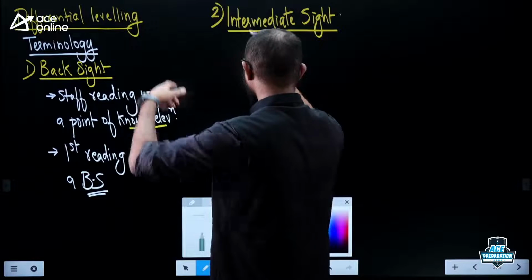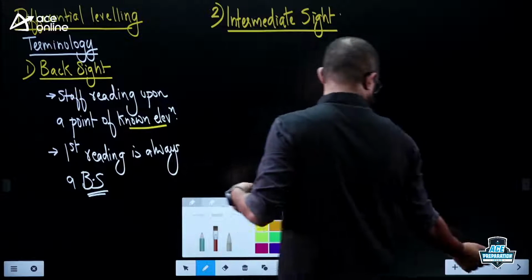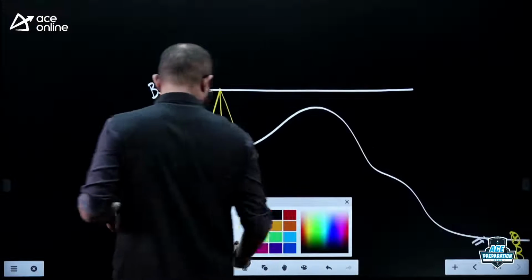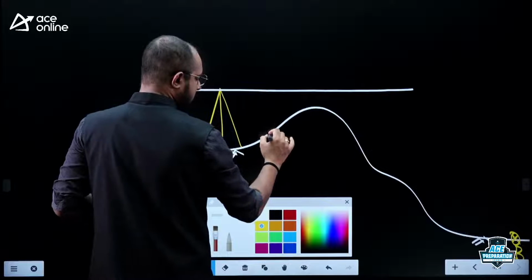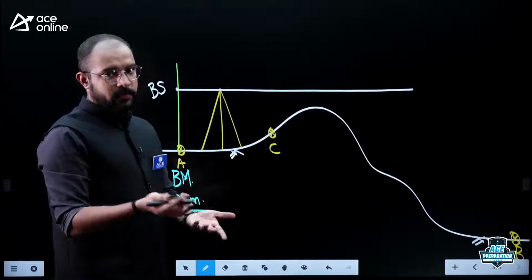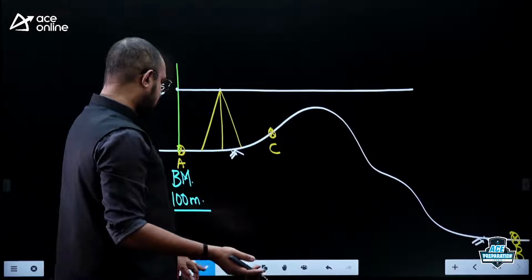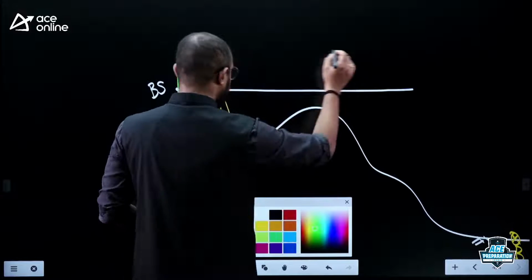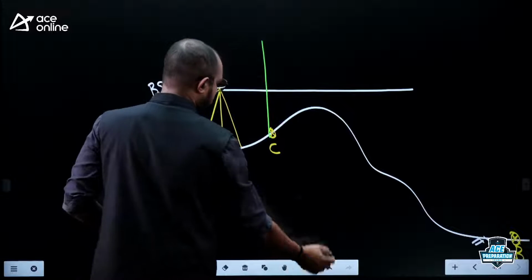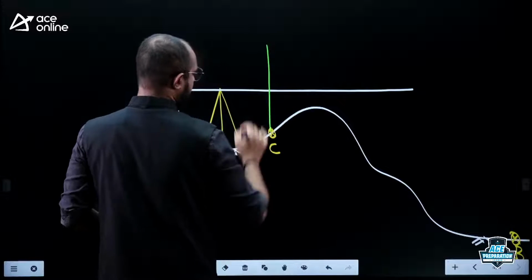So let me try and discuss that in the figure here. This is my point A. Let us assume that there is another point here, say C. Do I know the elevation of C? No, I don't know the elevation of C. To find the elevation of C, I should bring in my leveling staff and keep it exactly upon point C.